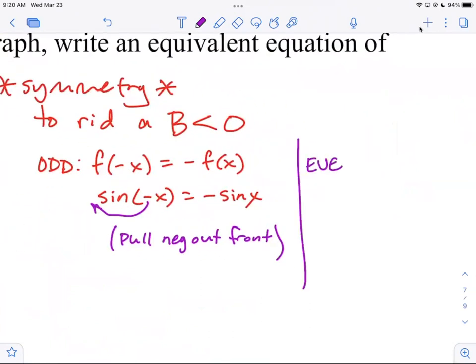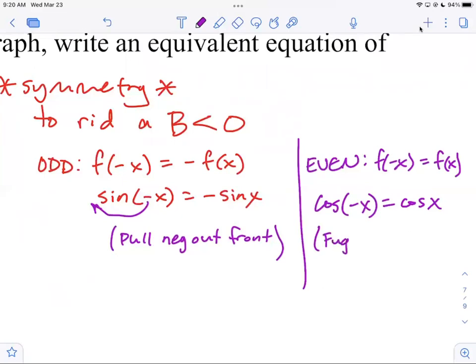Even function, right? And for an even function, negative inputs are the same as positive inputs. Because of the y-axis symmetry, you're going to get the same output whether you plug in a positive or negative. That's cha law. So cosine of negative x is the same as cosine of positive x. So what do you do with the negative? You forget about it.